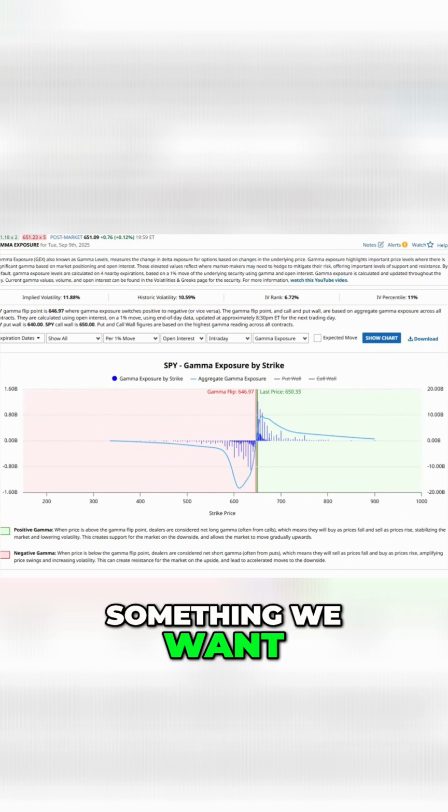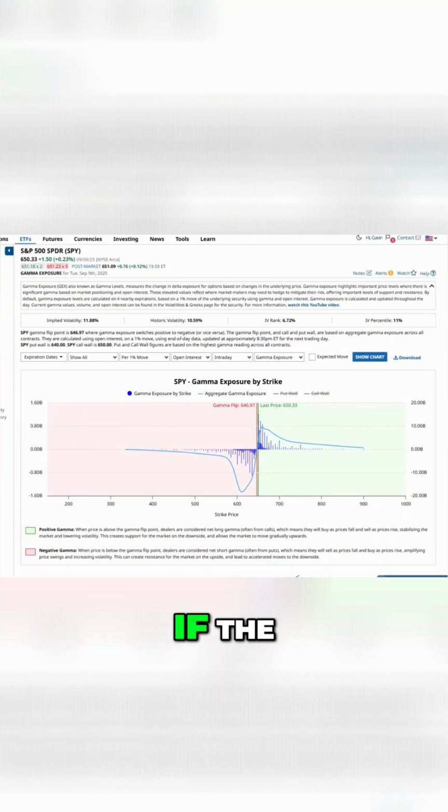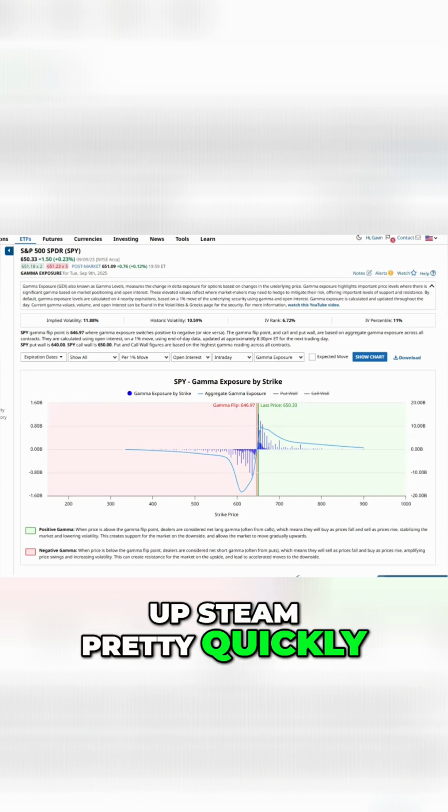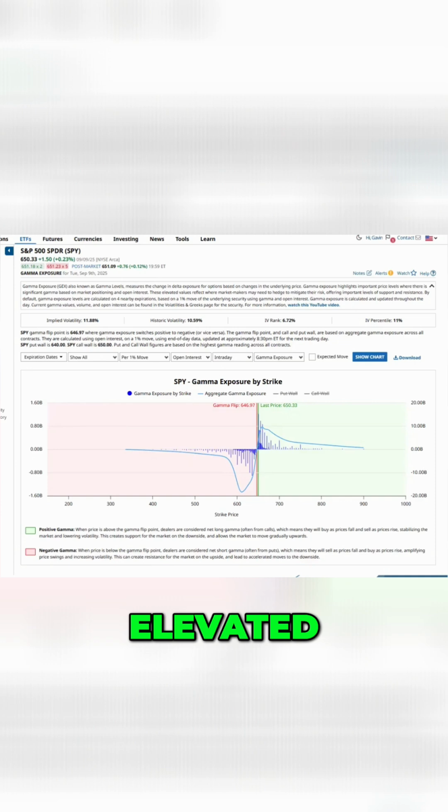So it's definitely something we want to be aware of, because if the market starts to drop even just a little bit and gets below that gamma flip point, losses could start to pick up steam pretty quickly. Volatility could get elevated rather quickly.